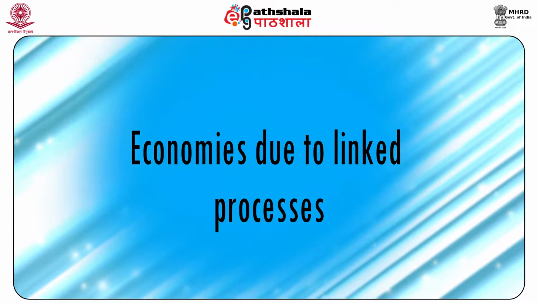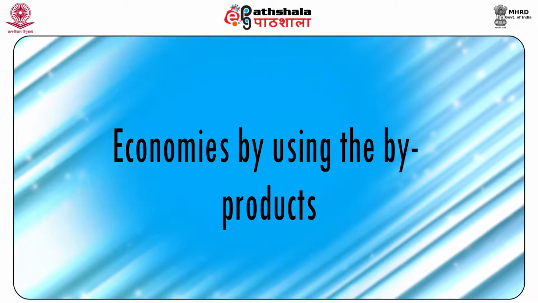B. Economies due to linked processes. Instead of purchasing the materials and other inputs from outside suppliers, the firm can decide to produce these inputs itself. Similarly, by taking up the marketing function of selling and distribution of its own products, the firm can save the expenses on intermediaries. Thus, by doing this, a large firm can enjoy the benefits from backward and forward integration of processes. C. Economies by using the byproducts. A large firm can achieve more economies by using the waste of one product as the byproduct of another product.